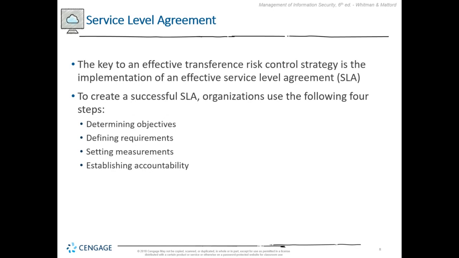Now, the key to an effective transference risk control strategy is to make sure you have an effective service level agreement. There are 4 steps you should take when creating a successful service level agreement. One, you want to determine the objectives. What are you trying to accomplish by this agreement? Then you define your requirements, set your measurements to judge whether the agreement is effective, and then establish accountability for the agreement.